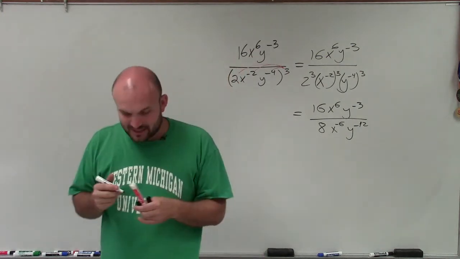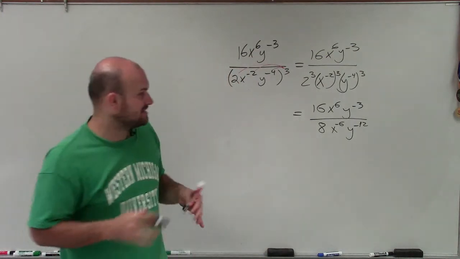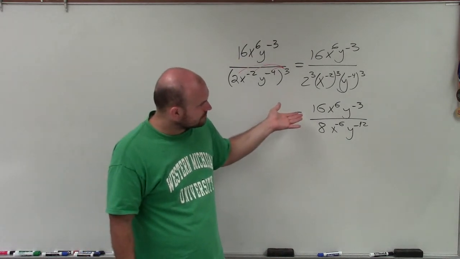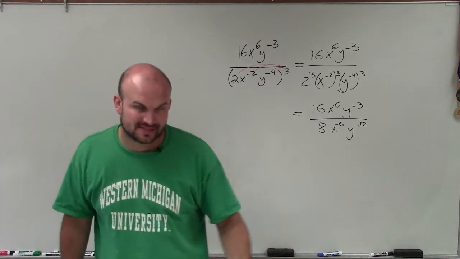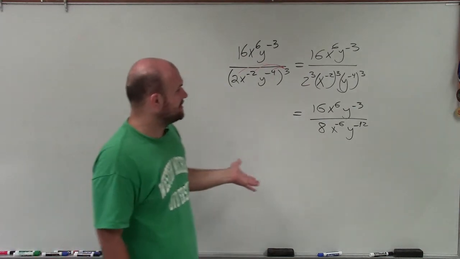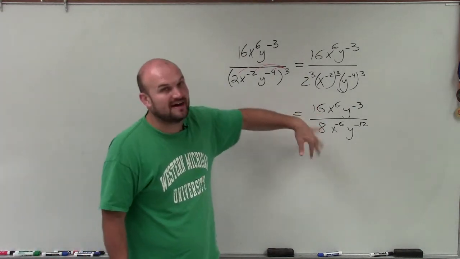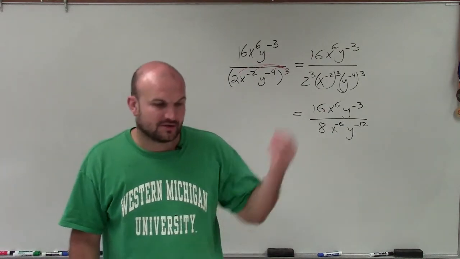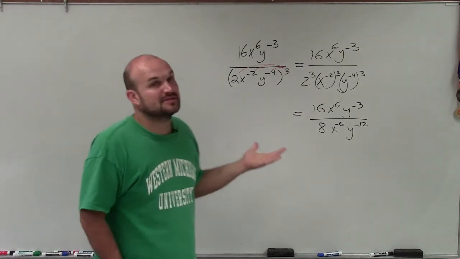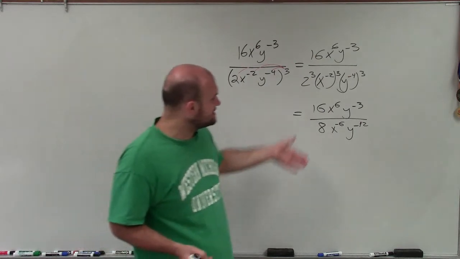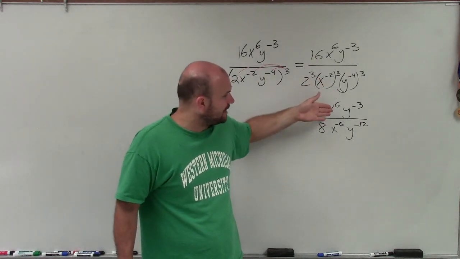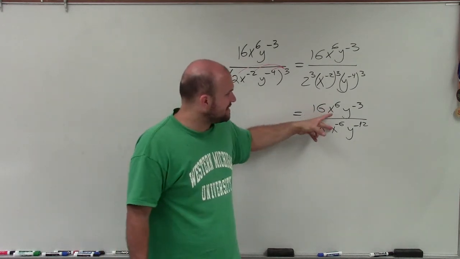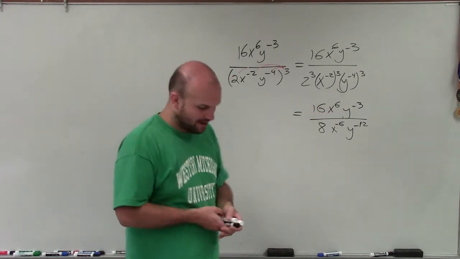Okay, so now what I've done is I've simplified this to the point where I have eliminated any of my parentheses. The next thing I can do is, we can see that 16 divided by 8 we can rewrite as 2, or 2 over 1. So the 2 will be in the numerator. And the next thing I'm going to use is my quotient rule, which states whenever we have exponents that we're dividing, whenever they have the same base, we simply subtract their powers.